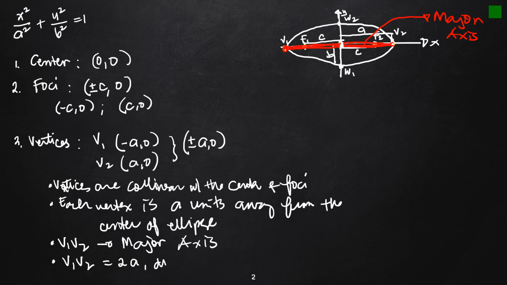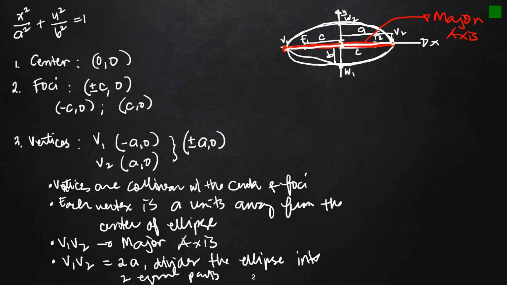This 2a actually divides the ellipse into two equal parts. Which parts are these? The upper part of our ellipse, this portion here, and this lower part. These are the two portions which are divided by our major axis. The major axis divides the ellipse into two equal parts.